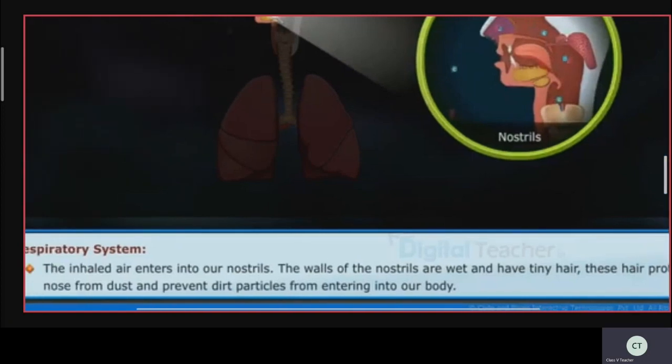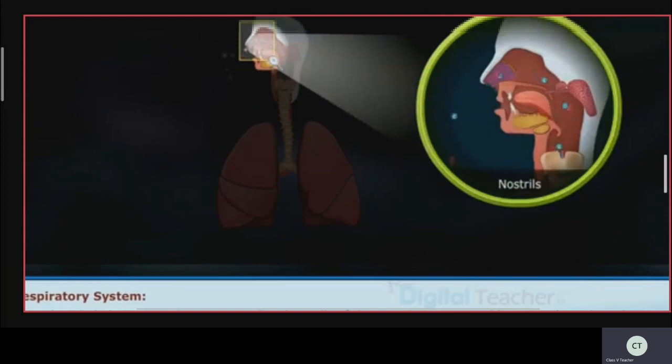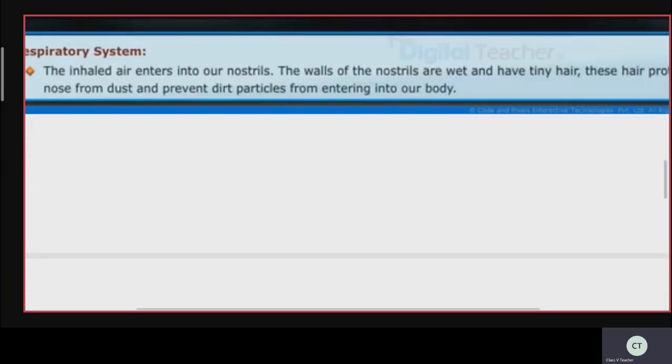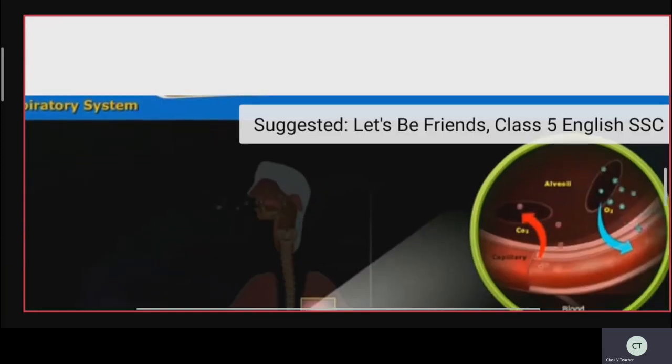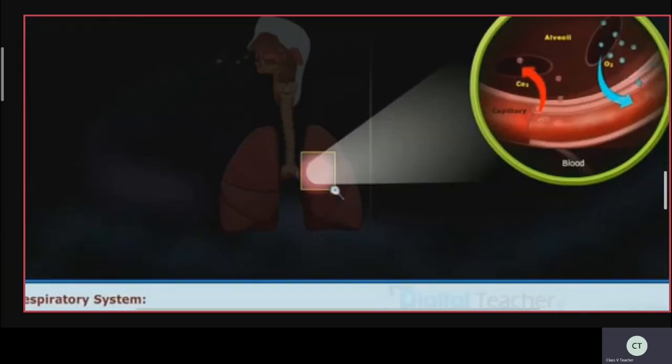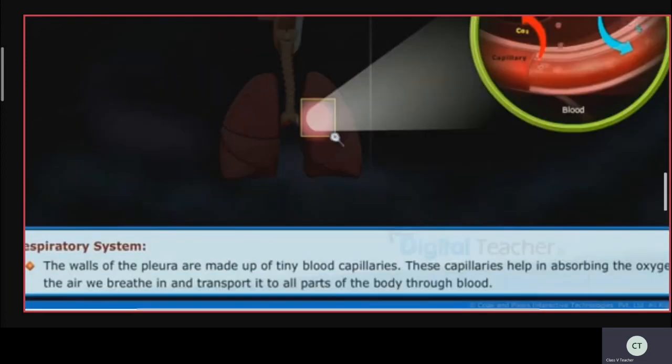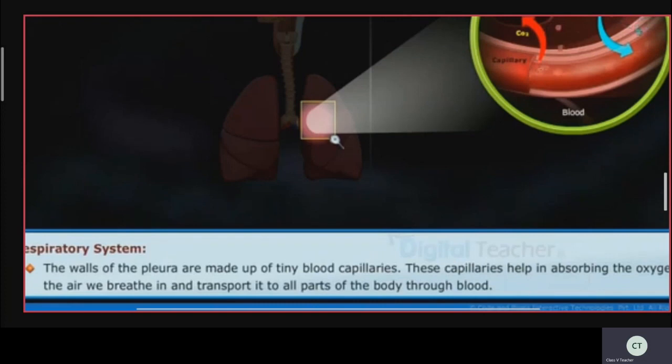Okay, so this is very important, children. The nostrils are very, very important. They are wet and we have the tiny hair. Now here, what will happen again? This is purified. After purifying, the walls of the pleura are made up of blood capillaries. Can you see the picture here, children? Tiny blood capillaries. The red color is there, no? That is called blood. You can see the picture, the blood capillaries.